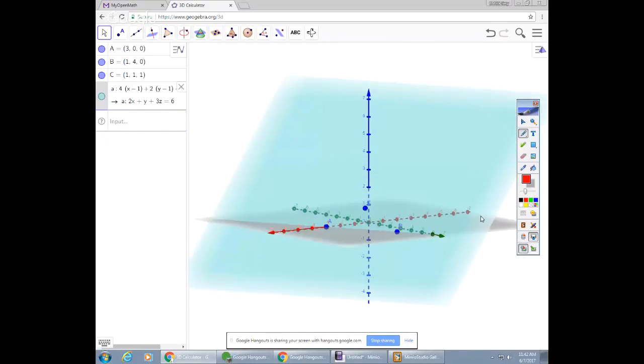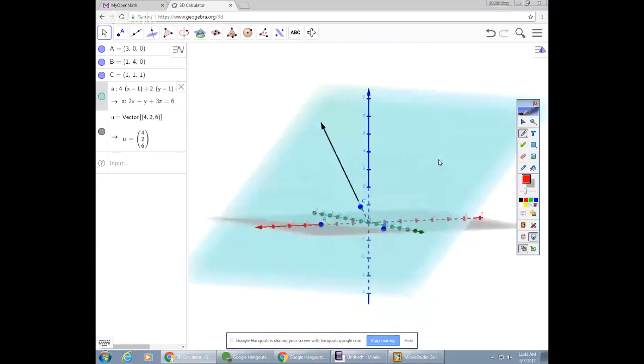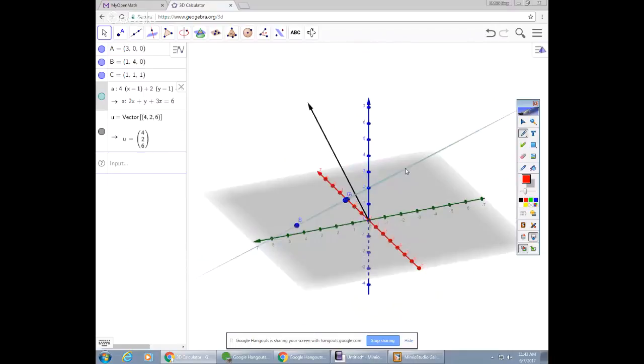All right, let's see what the normal vector looks like. Okay, so when I first graphed the normal vector, 4, 2, 6, is that right? It's going to come, oh, I can't do a vector that way, right? I have to type vector, and then points, 4, 2, 6. Okay, there's the vector. It's coming out of the origin, but it's shooting through our plane. Does it look like it might be perpendicular to our plane?